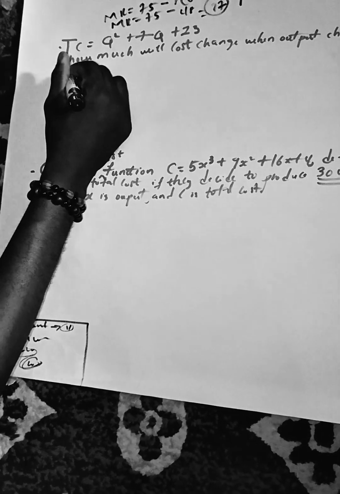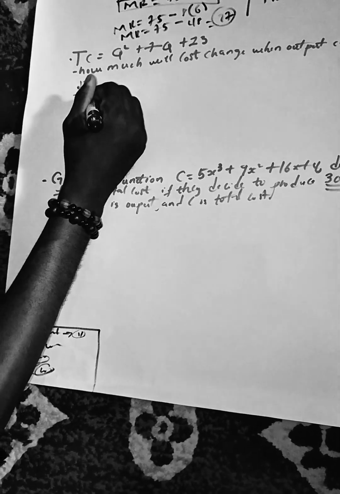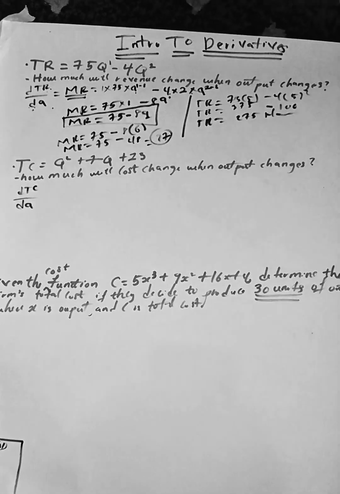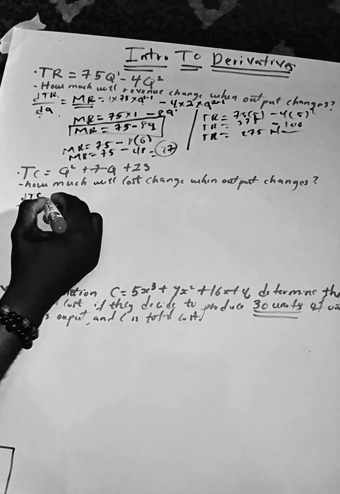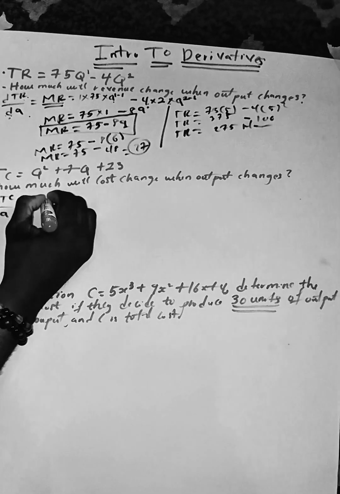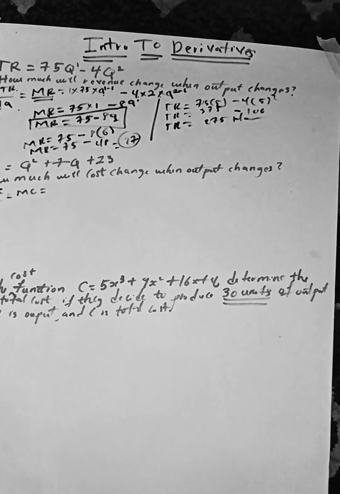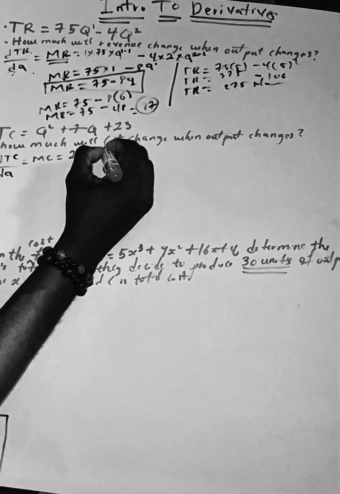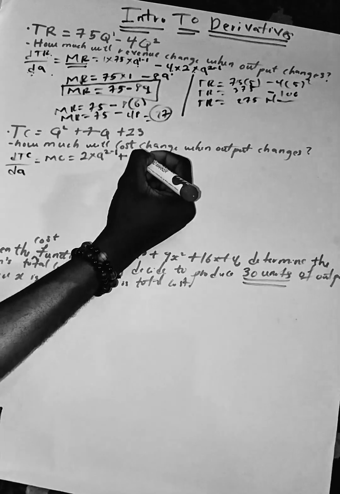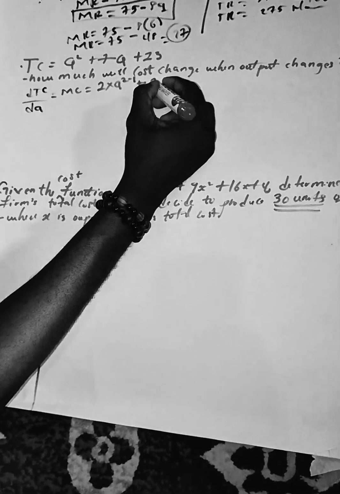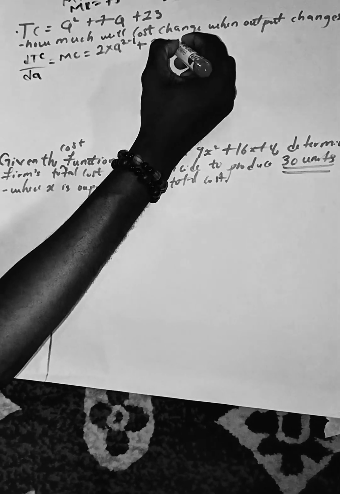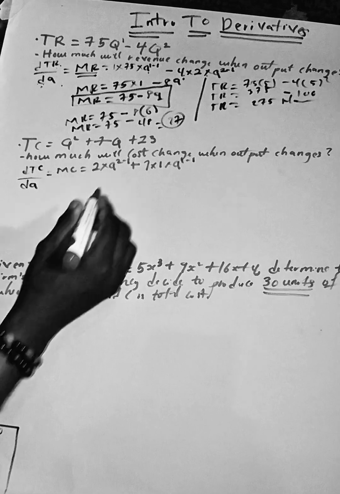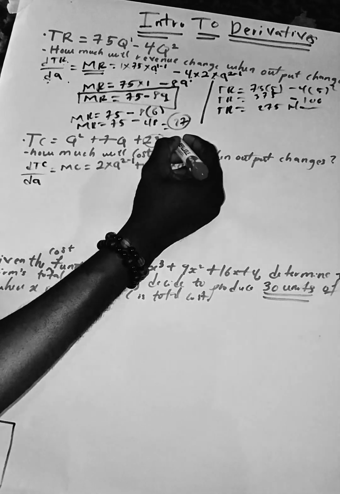So our dTC by dQ, or your marginal cost, is equal to, differentiate, 2 comes to the back, 2 times q raised to power 2 minus 1, plus 7 times 1 times q raised to power 1 minus 1. Then, remember the derivative of a constant is 0.